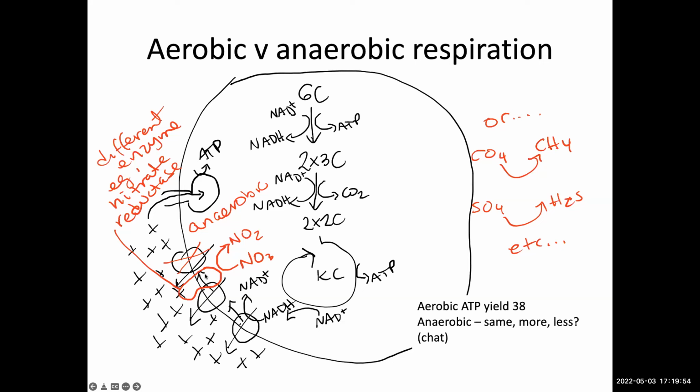Now, I've said this already. First, let's find out if you remembered it, and then I will try to explain it. Aerobic ATP yield, how much ATP you get in aerobic respiration from one glucose, in a prokaryotic cell is 38, right? If we do, let's say, nitrate reduction or carbonate or sulfate reduction, if we do a different type of reduction, we don't use oxygen as our terminal electron acceptor. Do we get 38 ATP? Do we get more? Do we get less?